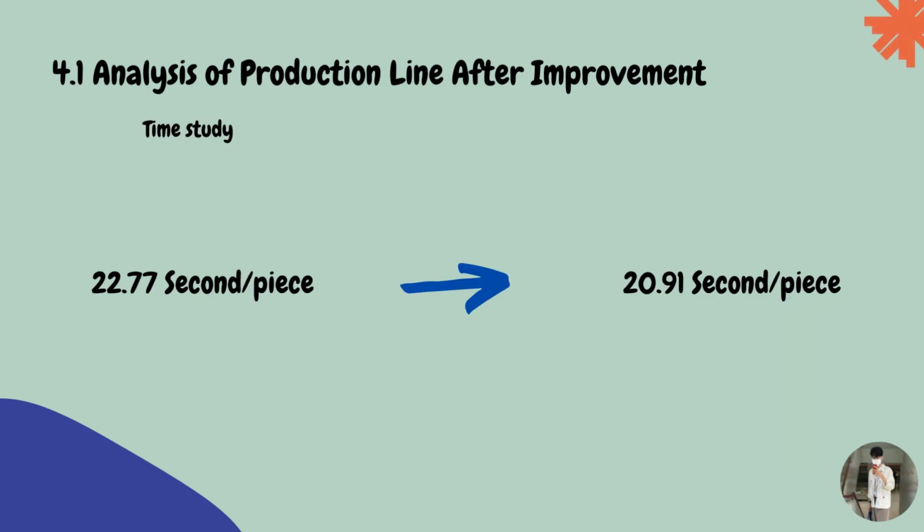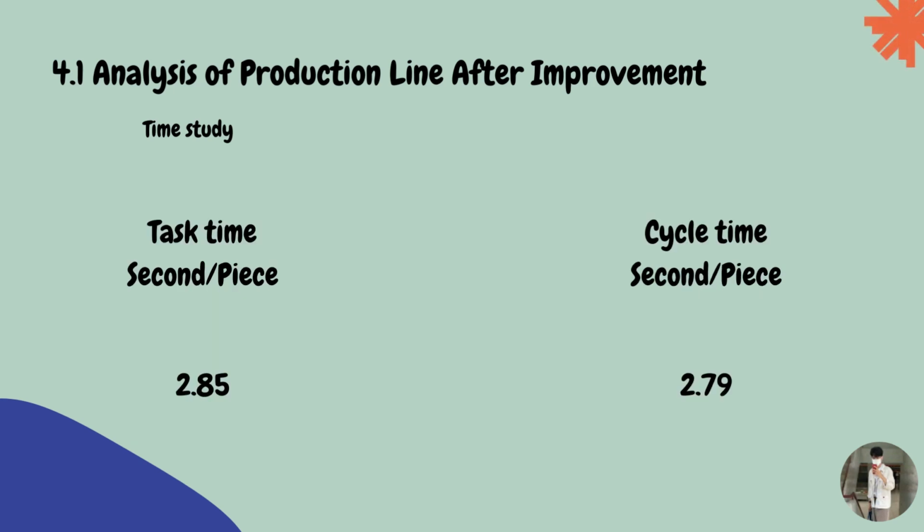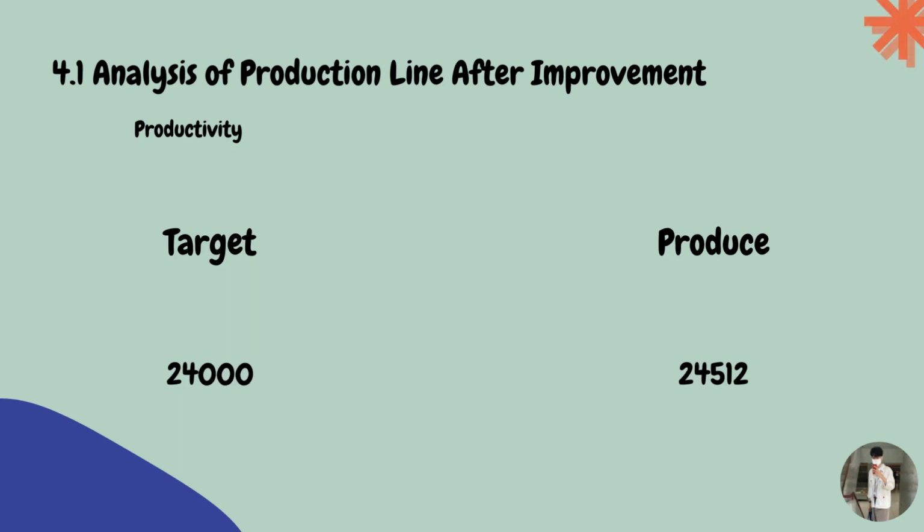And for the time study part, before the improvement, we used 22.77 seconds for one product. But after the improvement, we use just 20.91 seconds for one piece. And we reduced people from 12 people per day to just 8 people per day as well. And this slide shows you the takt time and the cycle time. As you can see, cycle time is less than takt time. That means you can produce in one day much more than the target you want.